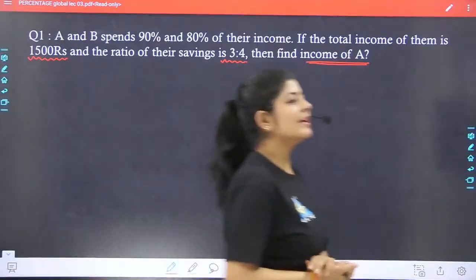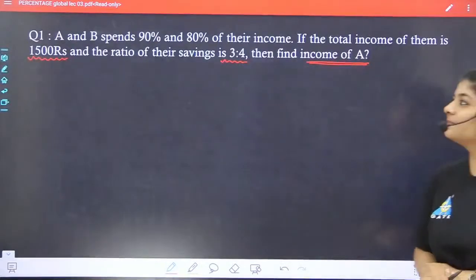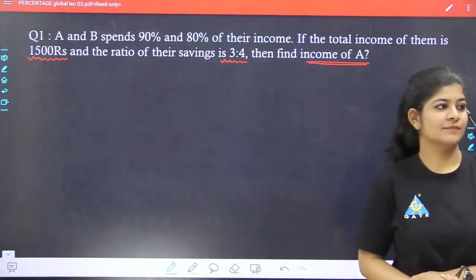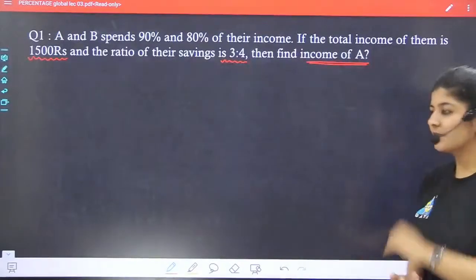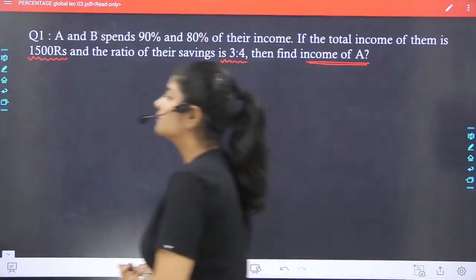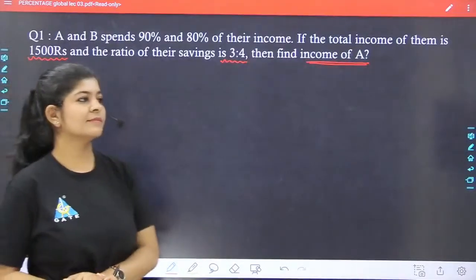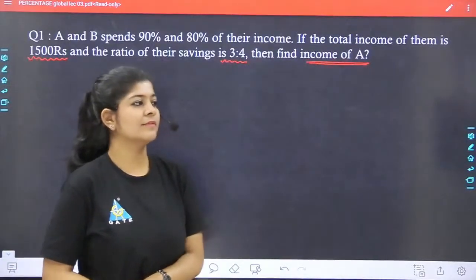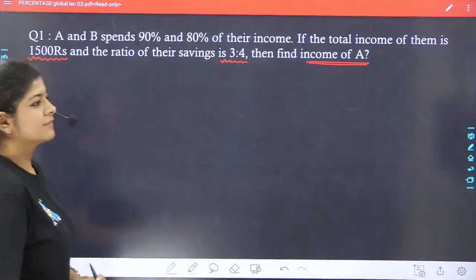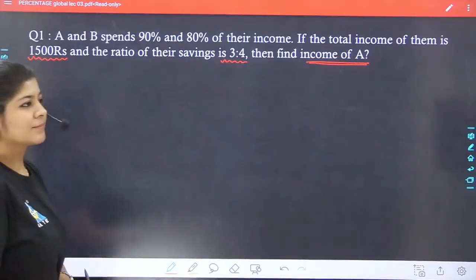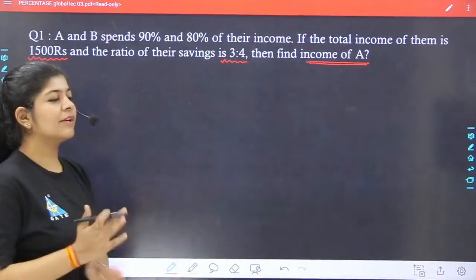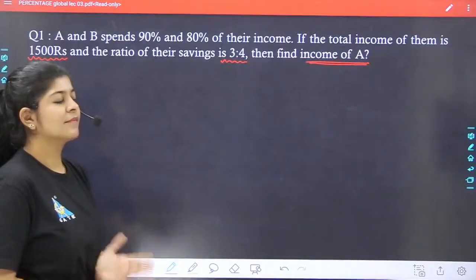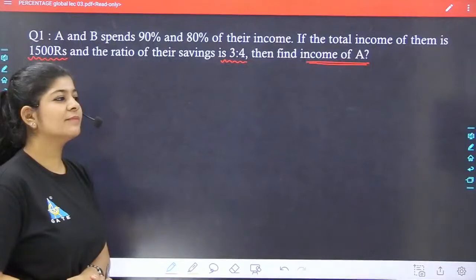How do we calculate the income of A? Anyone in the comment section?